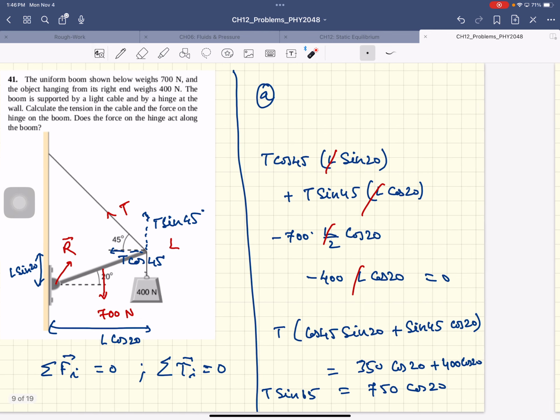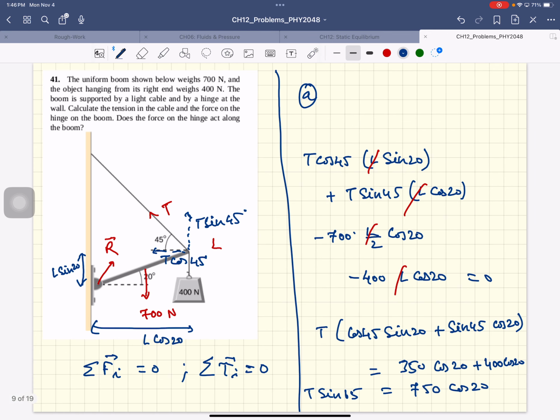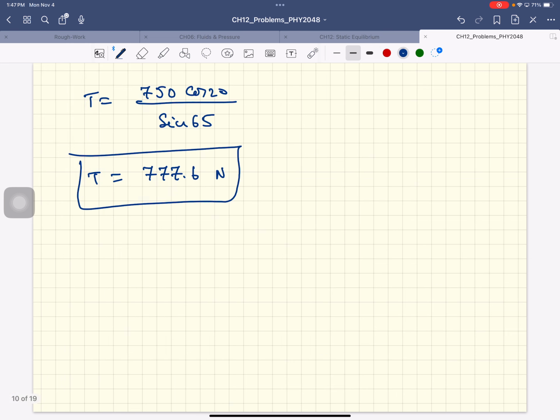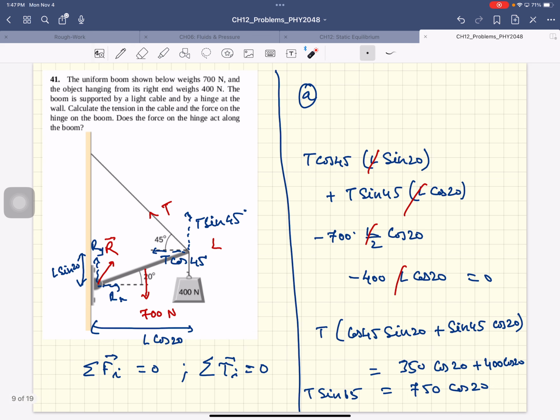So this is Rx, Ry. Okay. X component of the forces, Rx. This guy doesn't have x component, this guy doesn't have, only this, there's this x component. So Rx minus T cosine 45 is 0.